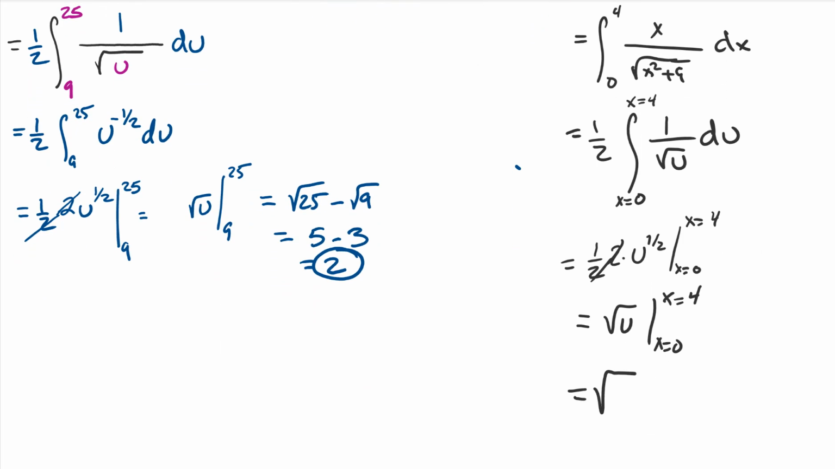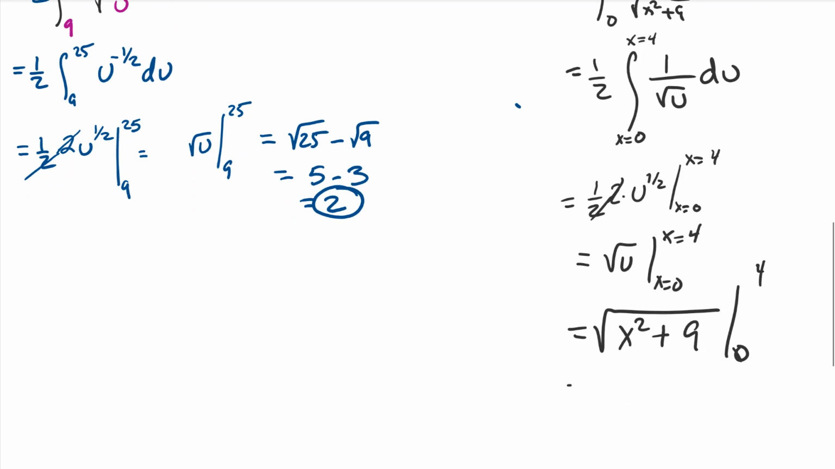And then you would have to sub back in. You'd be like, no, this is the square root of x squared plus 9 evaluated from, now you can write it from 0 to 4. And look what you end up having to do. You have to plug it back in. So you're like, all right, so it's the square root of 4 squared plus 9 minus the square root of 0 squared plus 9. That's the substitution you did back here.